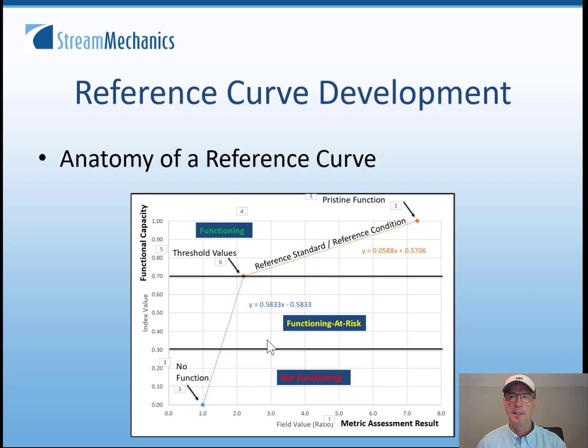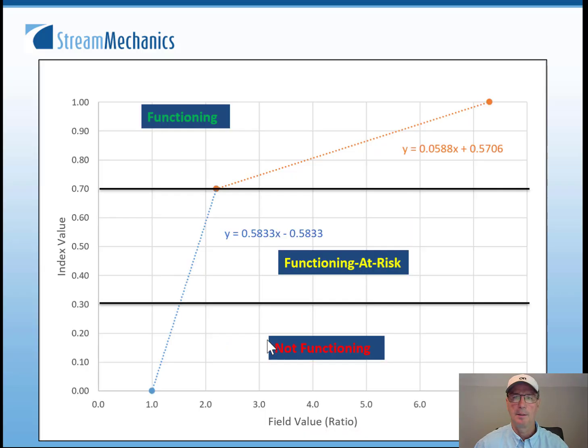All right, so now we'll get into what I call the anatomy of a reference curve. We're just going to walk through this reference curve, and we'll start on the x-axis. The SQTs label the x-axis as a field value, and then the units can be whatever. This example was a ratio. It could be in feet, could be in meters, it could be anything really. I think if I had it to do over again, I would not call this field value. I would just call it the metric assessment result. That's a little more accurate.